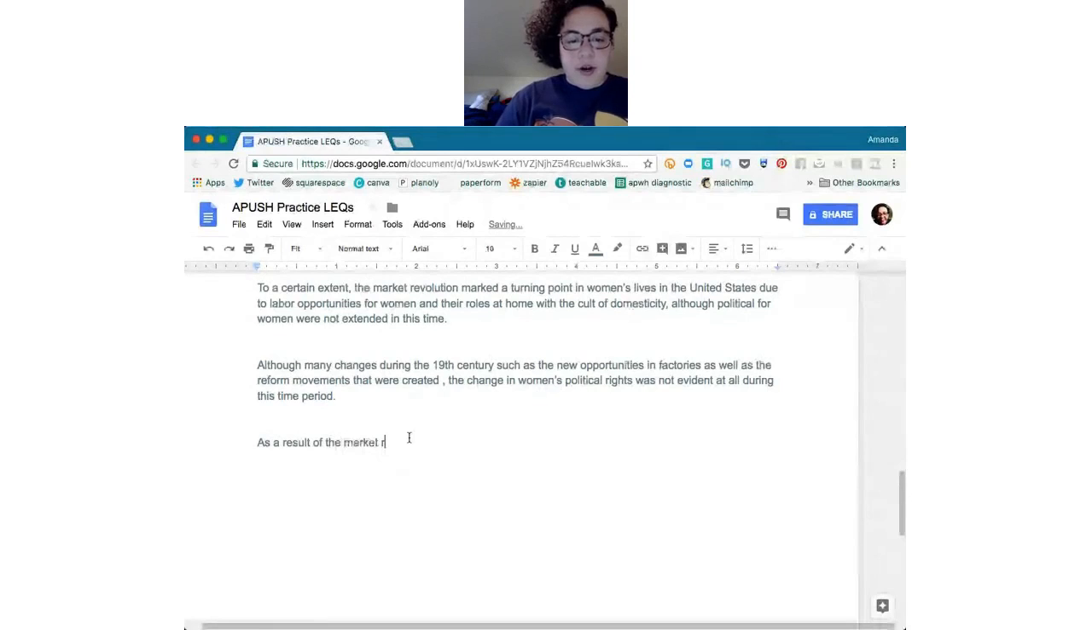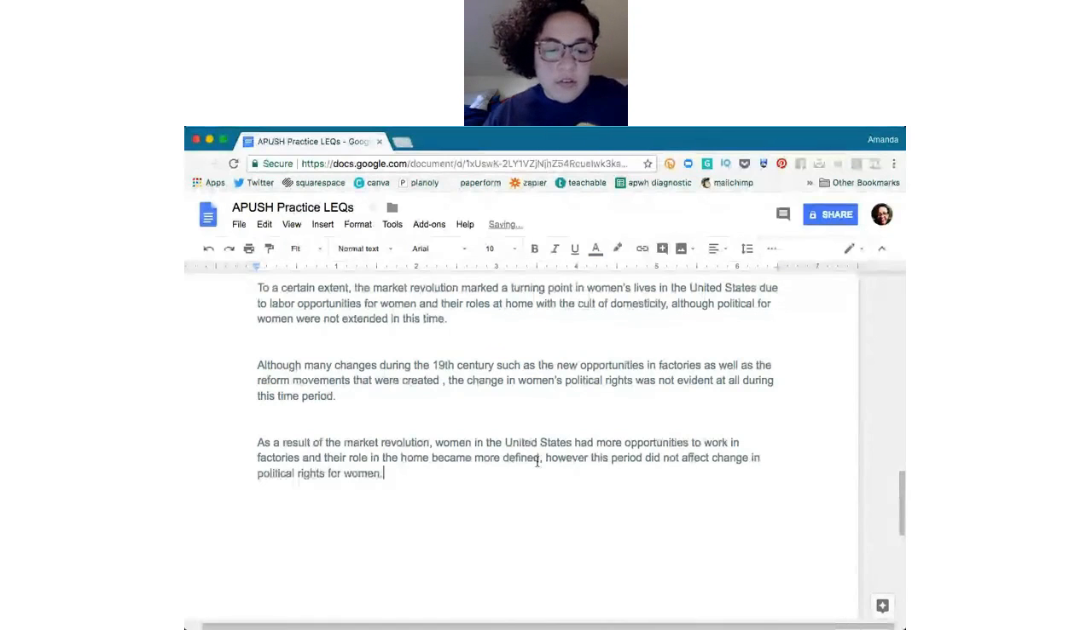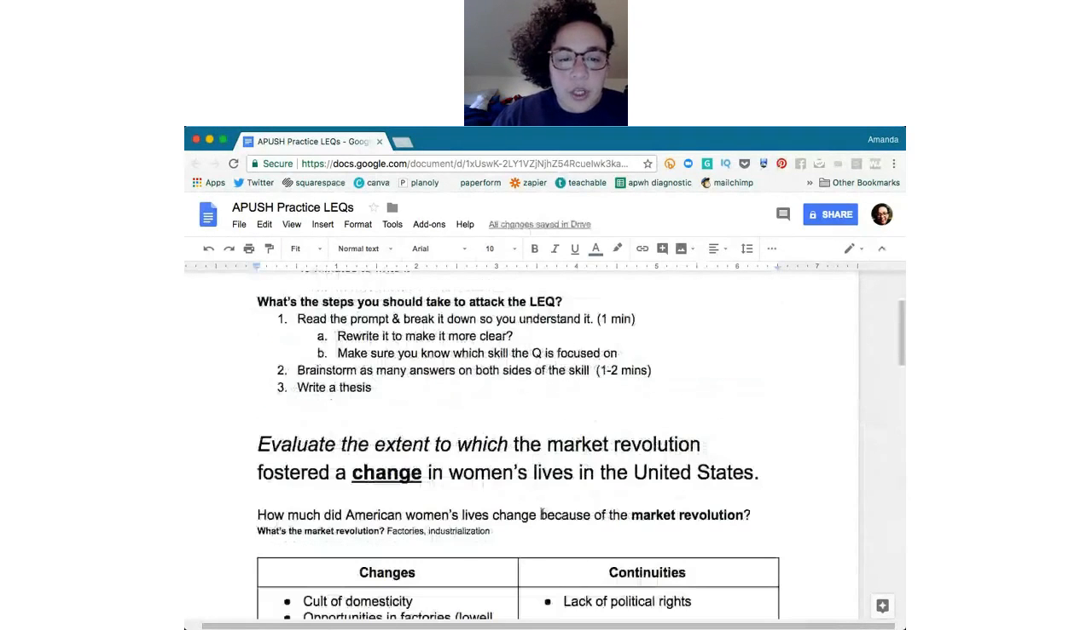As a result of the market revolution, women in America, in the United States, had more opportunities to work in factories, and their role in the home became more defined. However, this period did not affect change in political rights for women, right? So it's just like the same thing as what you guys are doing. So good job with everyone.